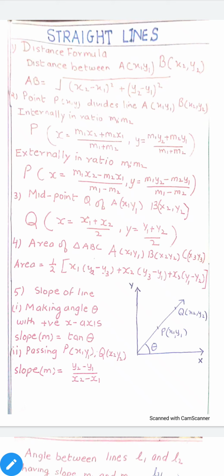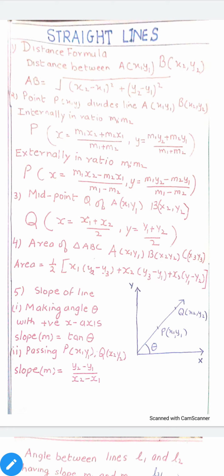Good morning, students. We are starting with straight lines. Distance formula is AB equals under root (x2 minus x1) whole square plus (y2 minus y1) whole square.